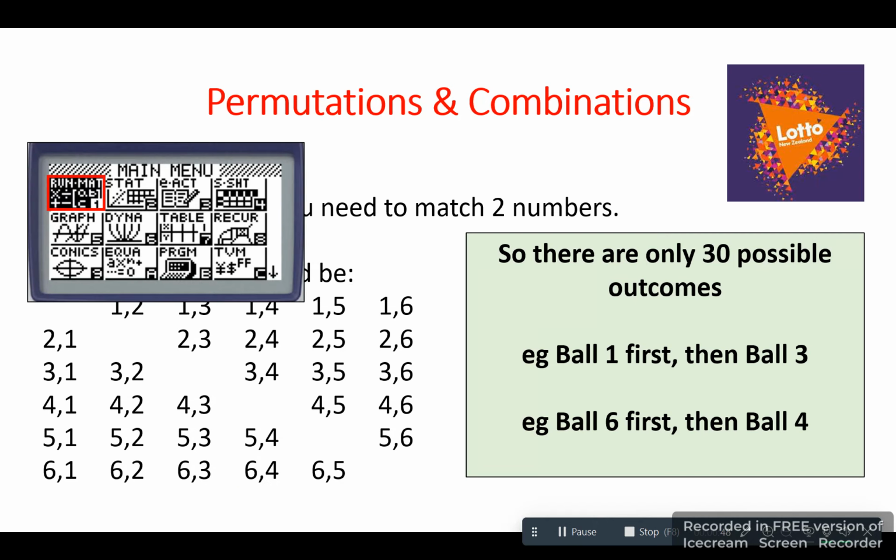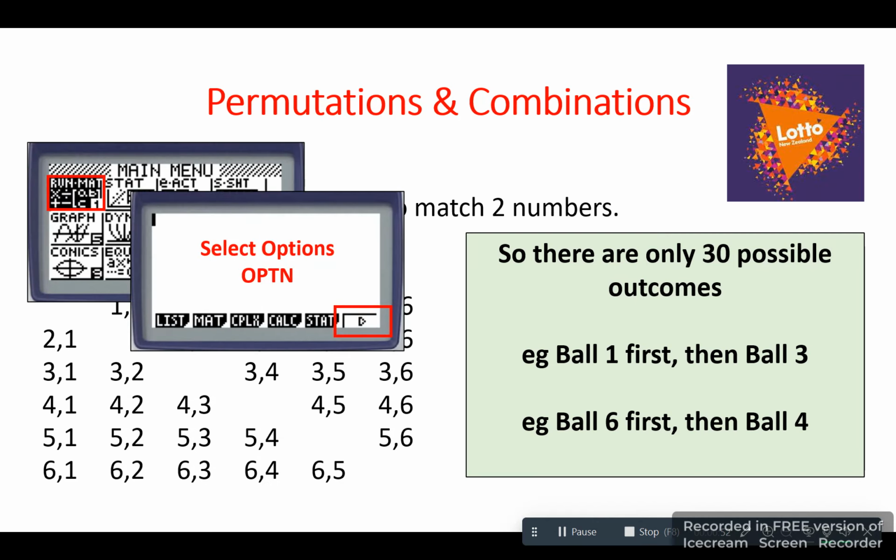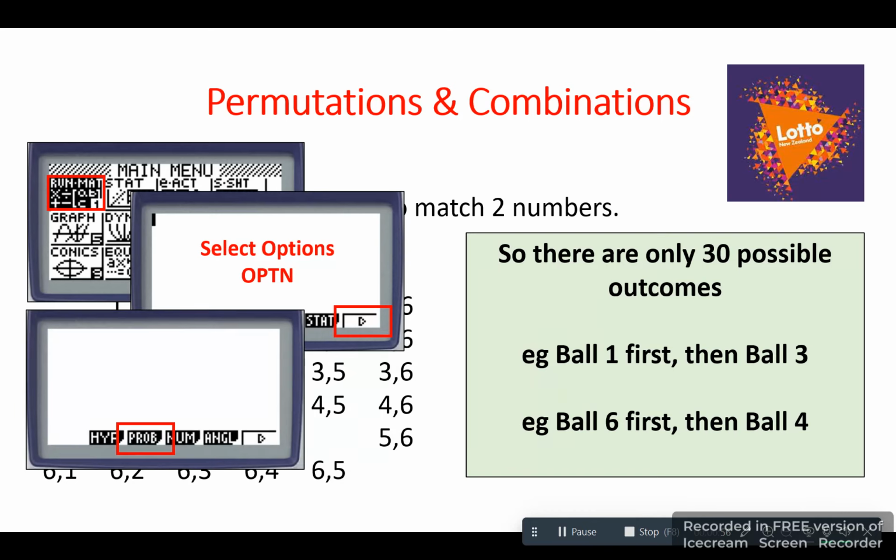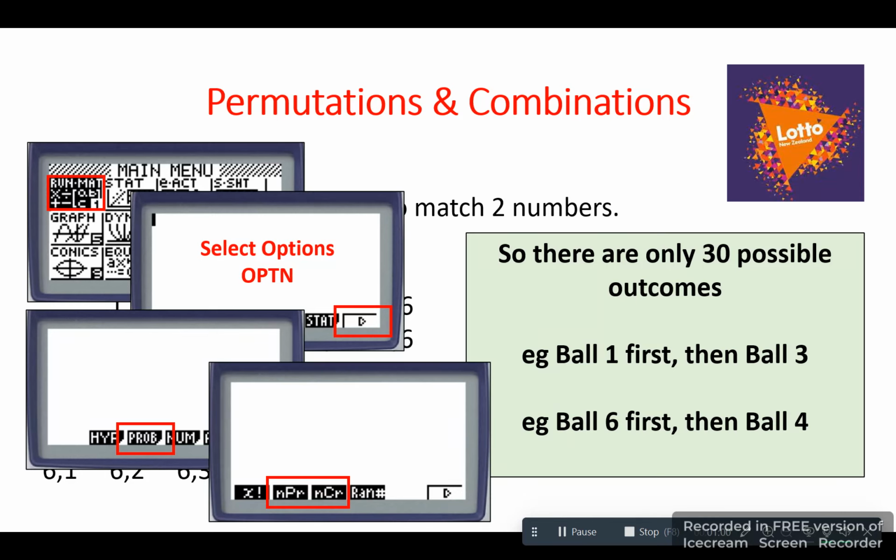Now, in the graphics calculator, we're going to go into the run mode and select the option, and then select extra options, and find the probability menu, and go inside that to find 2 functions, NPR and NCR. If you have a standard calculator, you just need to look around and find these 2 functions on your calculator.